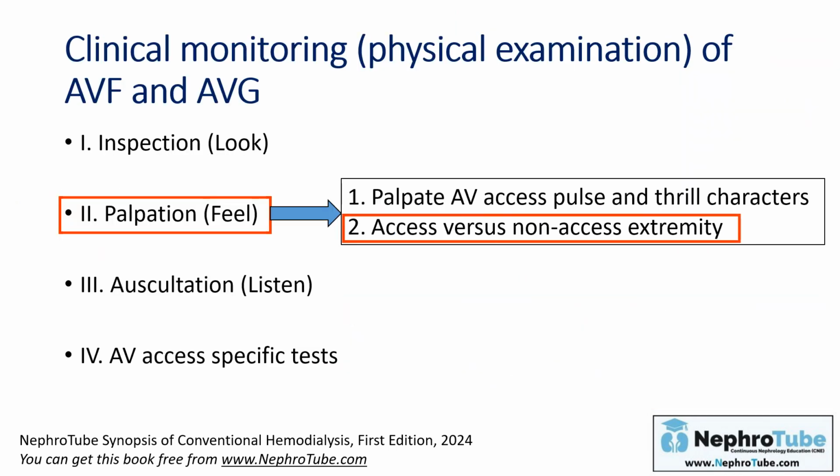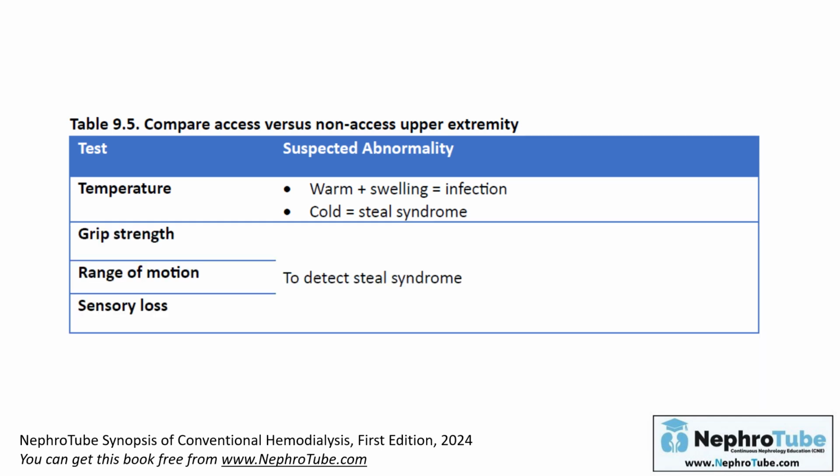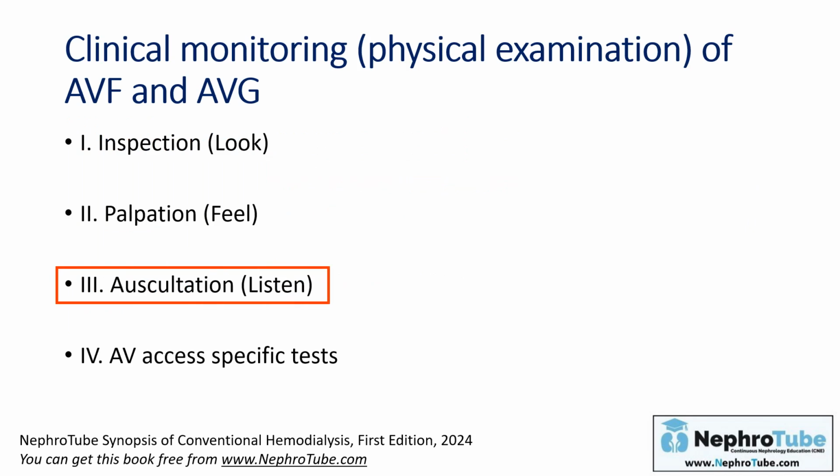The second point in palpation is to examine the access versus the non-access extremity for temperature, because if the access arm is warm with swelling, this may indicate infection. If the access arm is cold, it may indicate Steal syndrome. You also have to check grip strength, range of motion, and sensory function of the hand to detect Steal syndrome. Then we will go through auscultation.